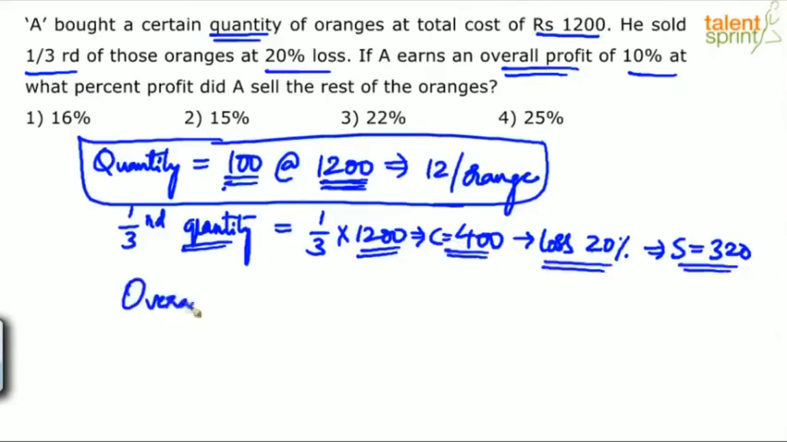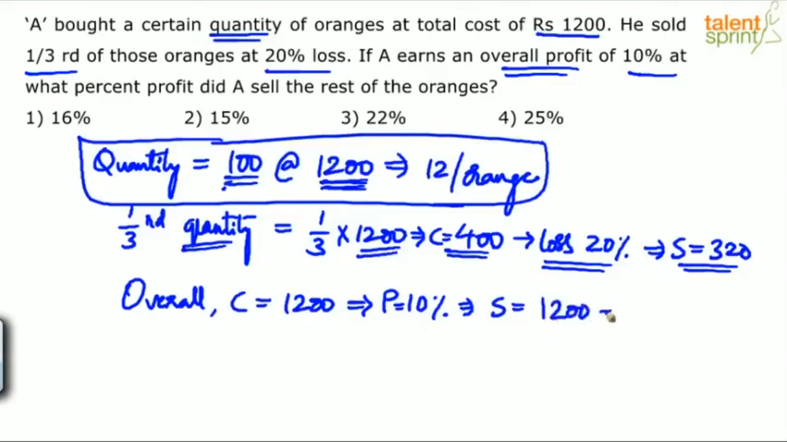Overall, what is the cost price? 1200. And he has made a profit of how much? 10%, right? Profit of 10%. Which implies what should be the selling price? 1200 plus 10% of 1200, which is 120. 1320. That's it. This is S. You're getting it? There are two parts. So selling price of first part is 320. Selling price overall is 1320.